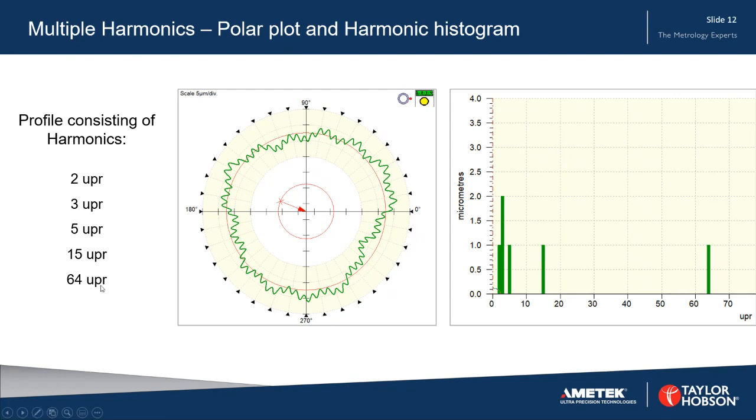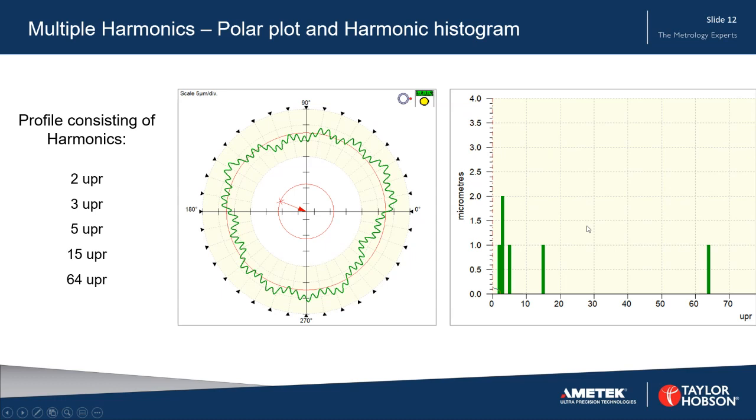And we can see on there the 64th harmonic, that's the higher frequency. We can see the 15 UPR, that's not quite so easy to see. And we can see a fifth UPR if we're careful, and a third harmonic, and some ovality as well, second harmonic. So as you can see, as we get more and more involved, we get a more and more realistic profile, where it's more complex.